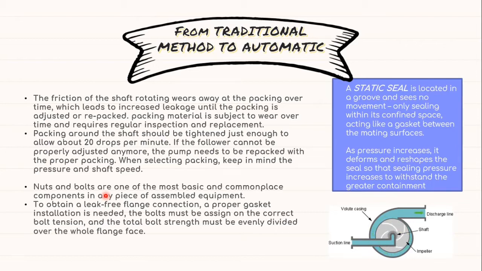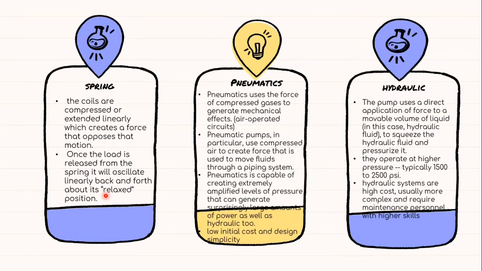So, to address this challenge, there needs to be a seal between the shaft and the pump housing that can contain the pressure of the process being pumped and withstand the friction caused by the shaft rotating. So we have the automatic methods, that we have three. First is spring, second is pneumatics, and third is hydraulic.